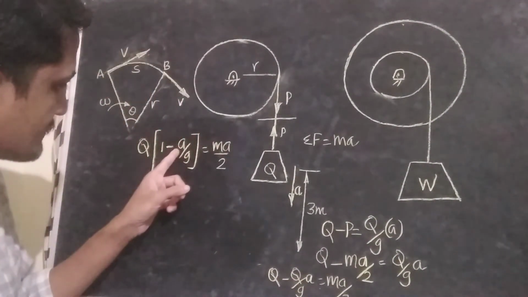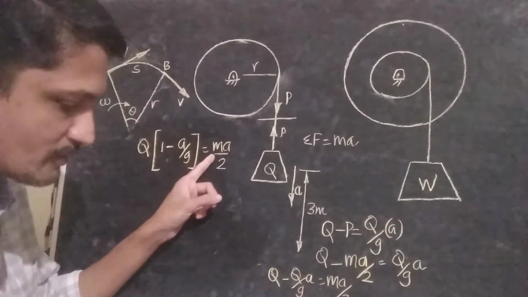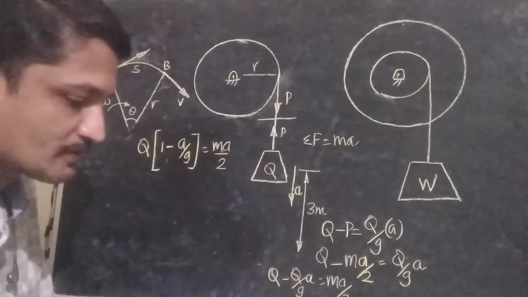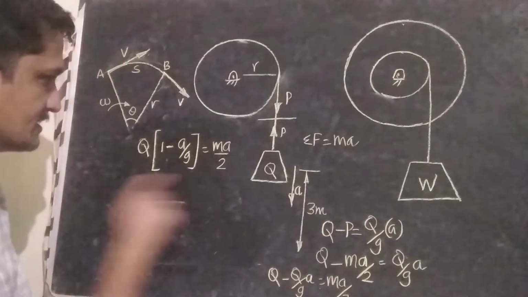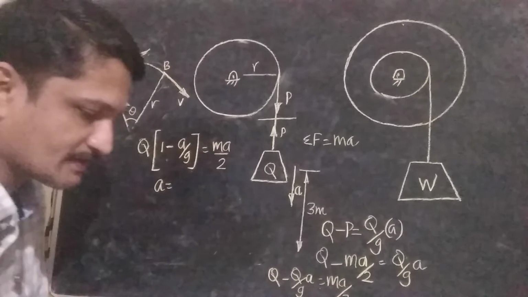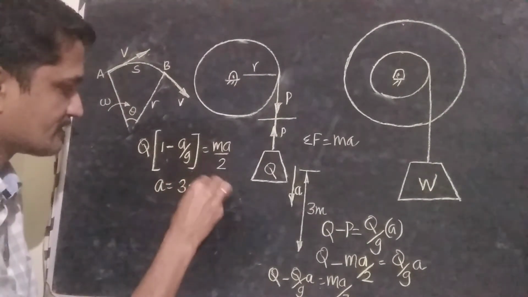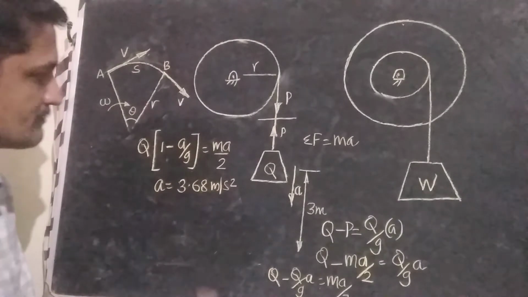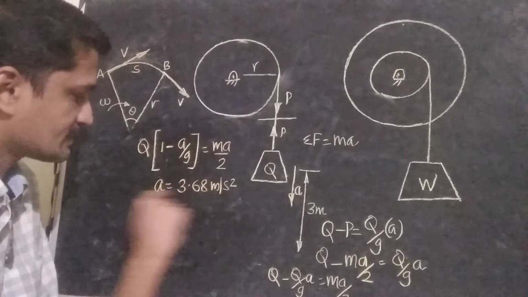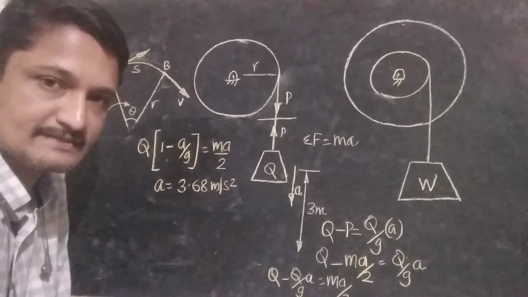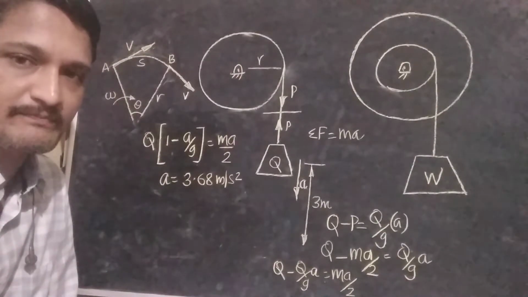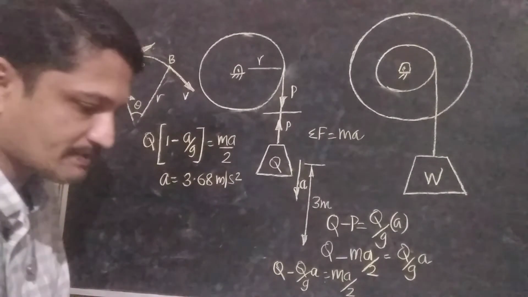Then we can find out the acceleration. Here the weight of the object is 150 Newton, that means mass is equal to 150 by G. We can easily calculate the acceleration. By substituting the values of Q, G and M, acceleration A is equal to 3.68 meter per second square.